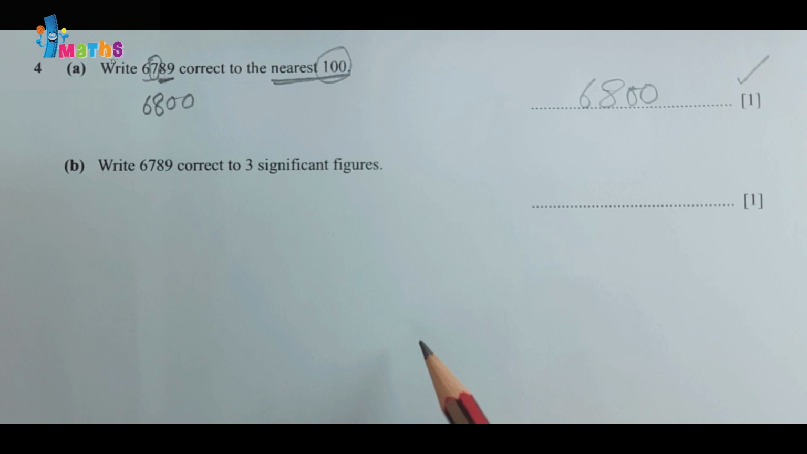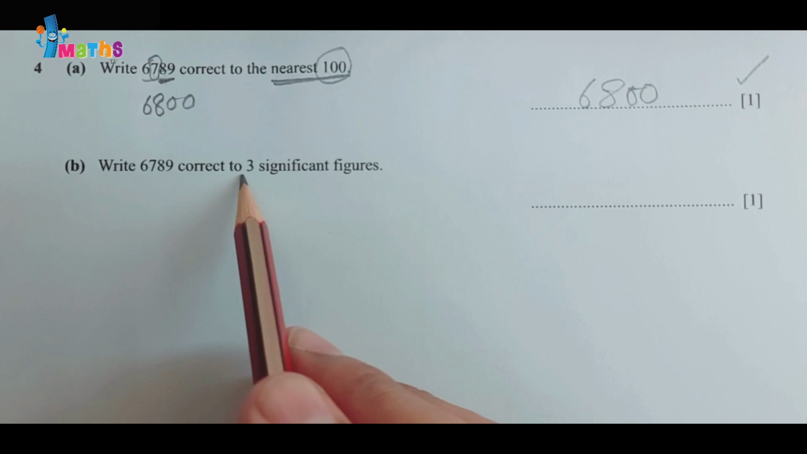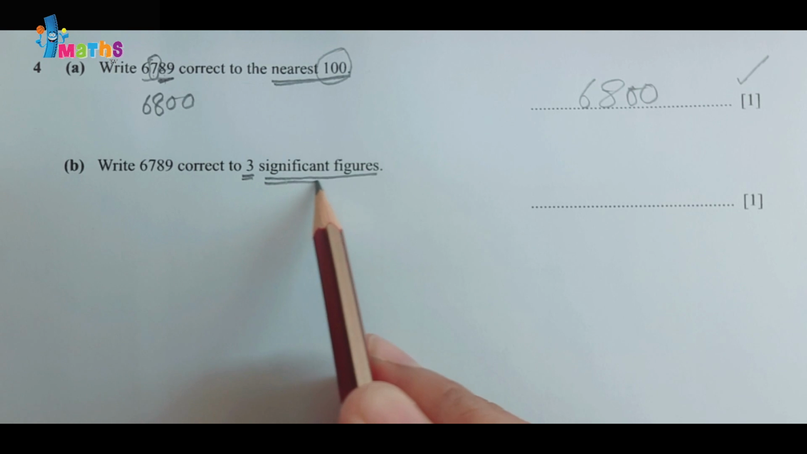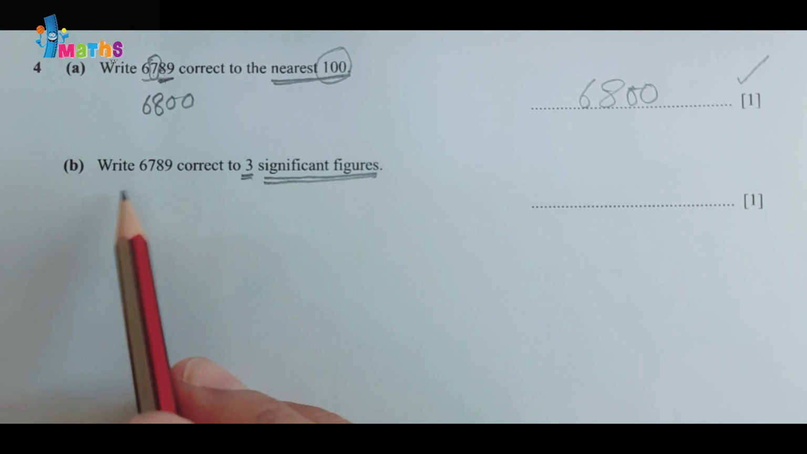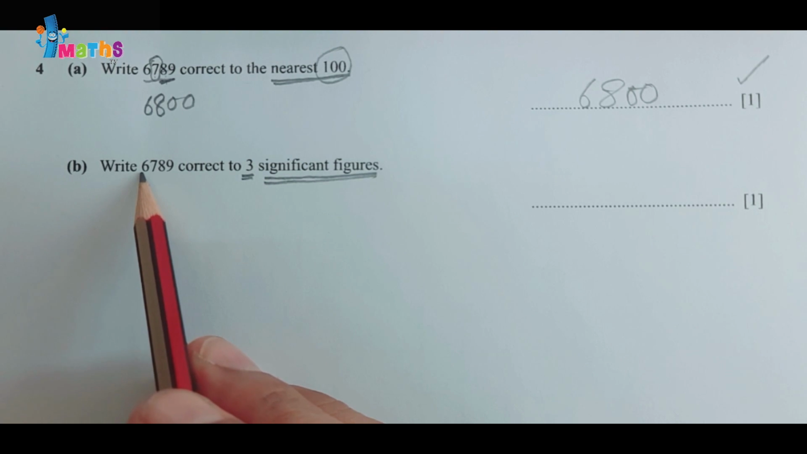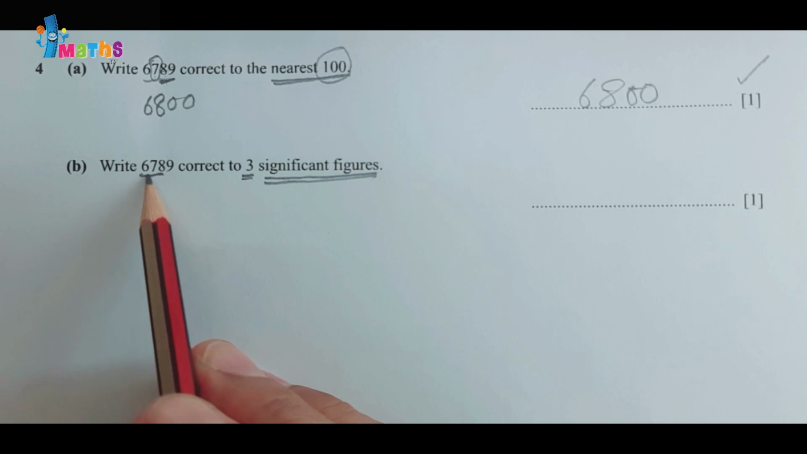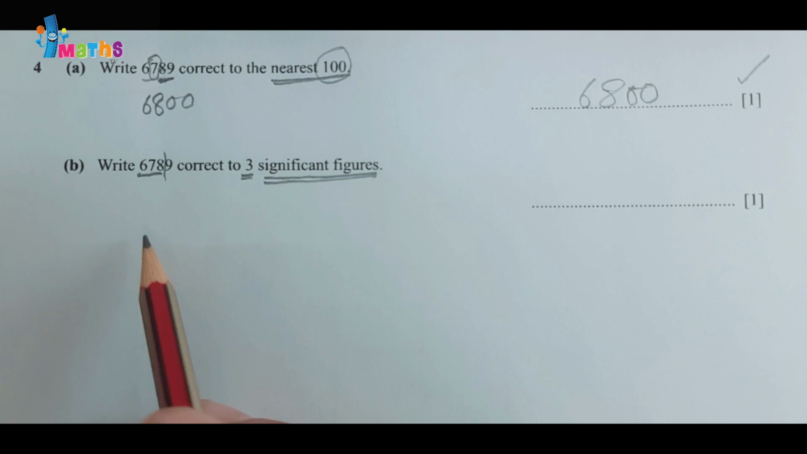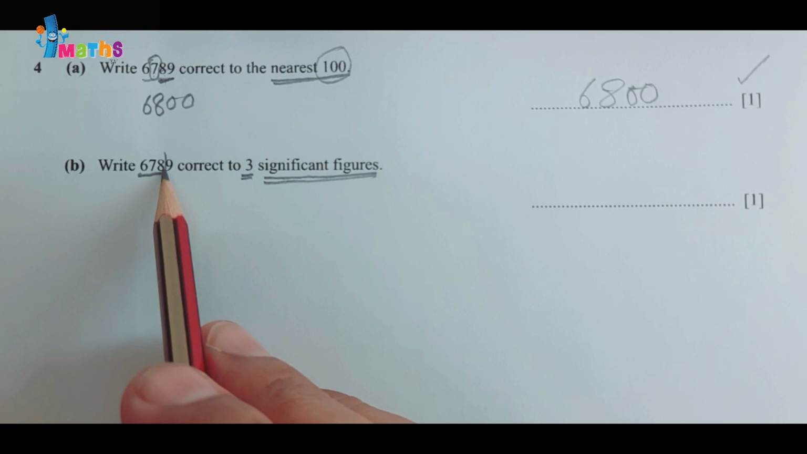B part, write 6789 correct to 3 significant figures. You will have to revise the significant figure rules. So 3 significant figures are, if we start from left side, 6, 7 and 8. So we need 3 significant figures.